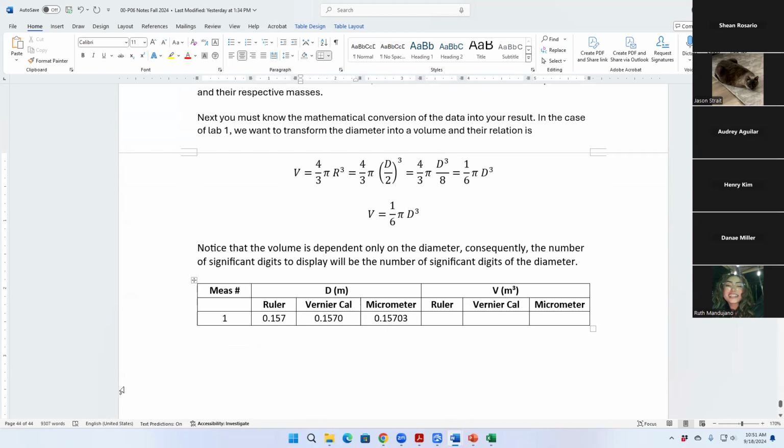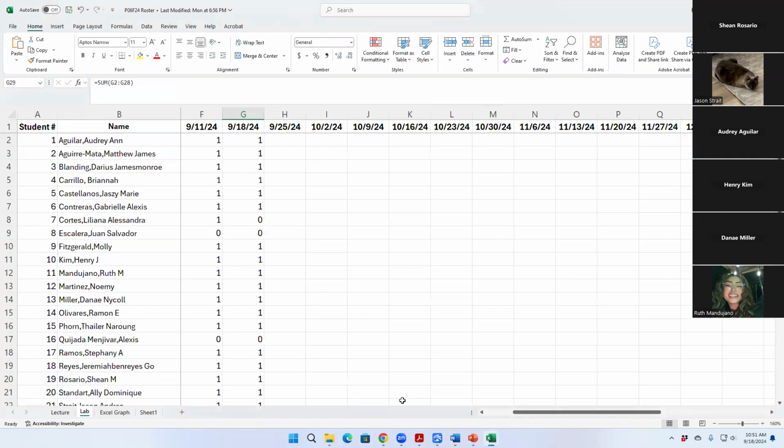3, 4, 5 significant digits. See that? 3, 4, 5 decimal places, right? And now we go ahead and just do the math. 1/6 pi d cubed, and then you display in the decimal places. Let's do that. 0.157. I'm going to calculate the volume.